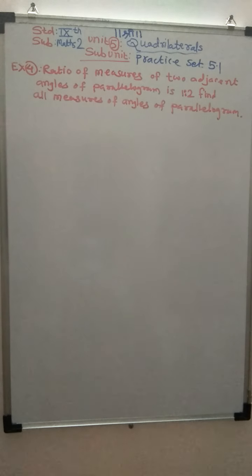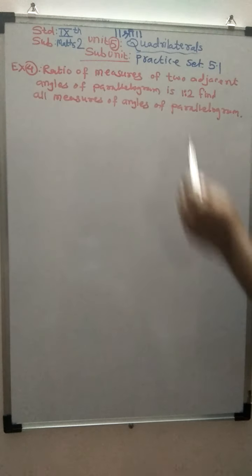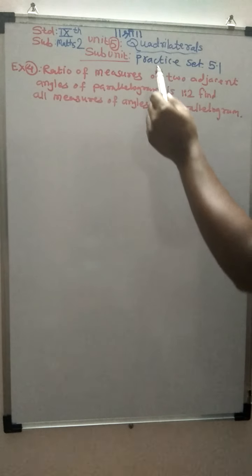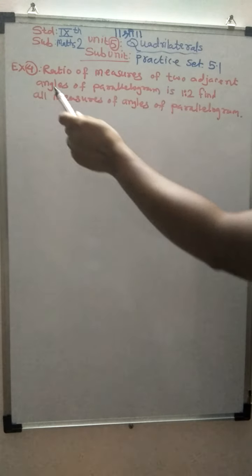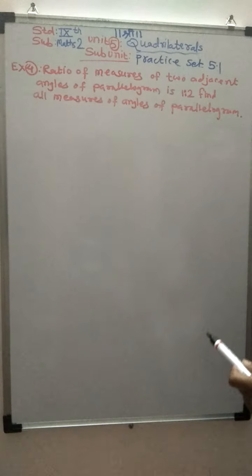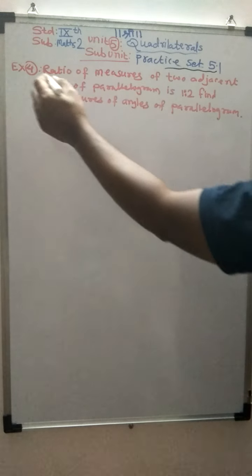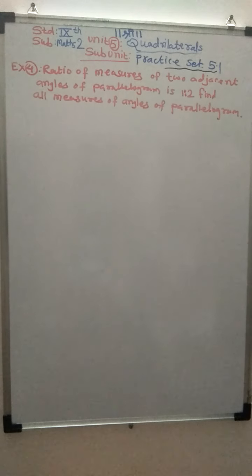Welcome student, standard 9th, subject mathematics 2nd, unit number 5, quadrilaterals. We will study practice set 5.1, example number 4, 5 and 6. In the last video we saw properties of parallelogram and the first 3 examples in practice set 5.1. Now today we study example number 4, 5 and 6.